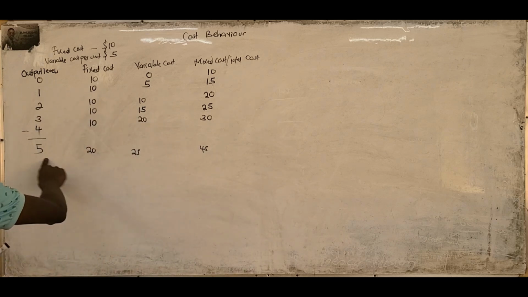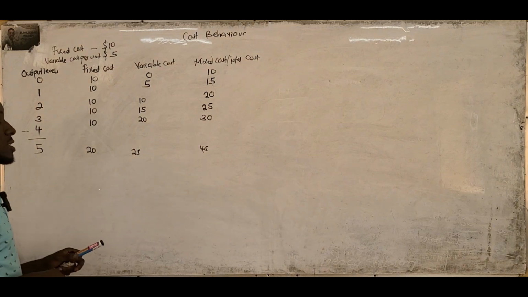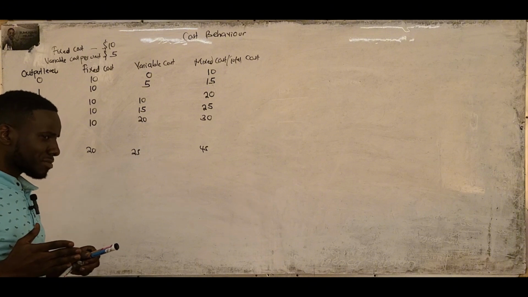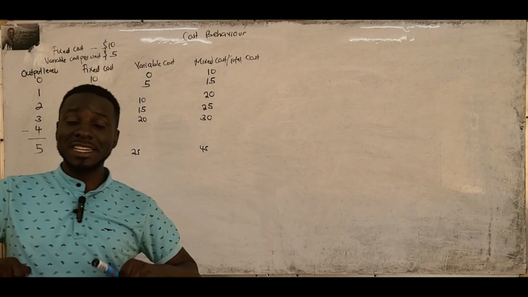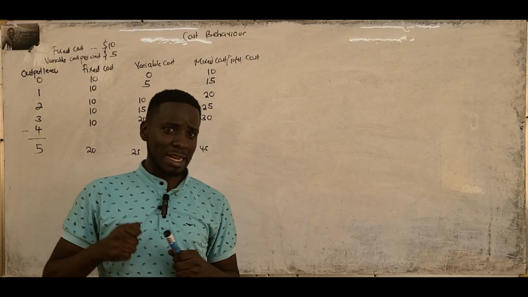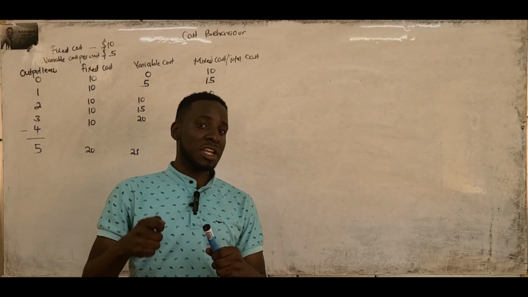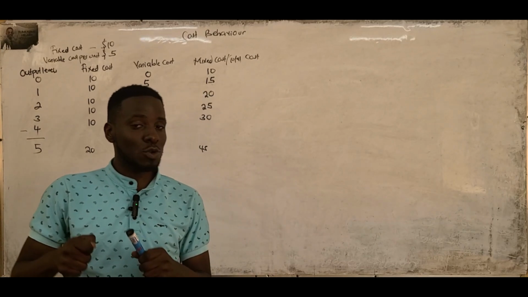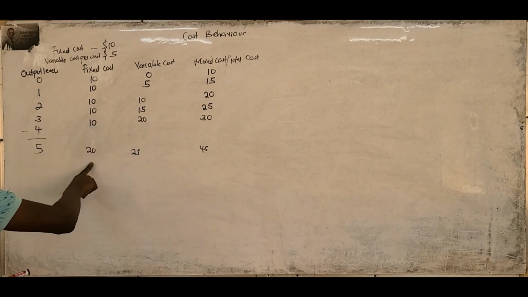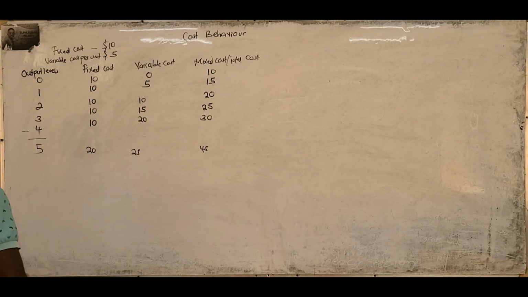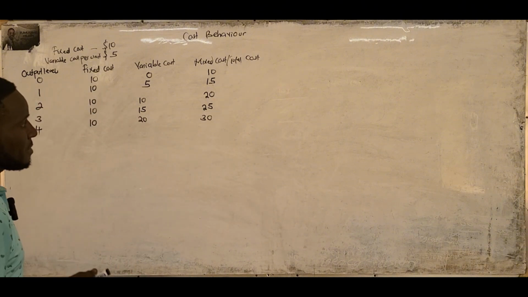So this one is what they call the step up fixed cost. Step up fixed cost is when you have a fixed cost within a given range, and the range reaches its maximum, which means you are supposed to upgrade to another range. So when you upgrade to another range, the fixed cost is going to change in amount. So if it was 10, then it becomes 20. So that's it about the fixed cost and the variable cost.